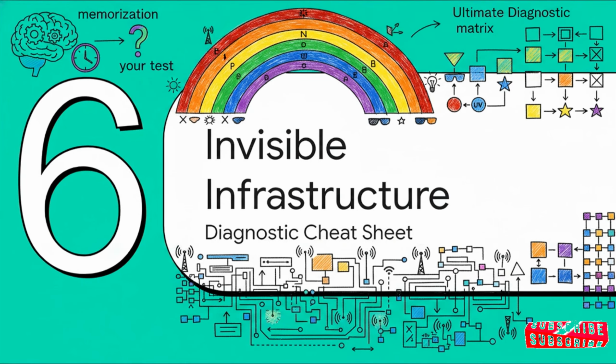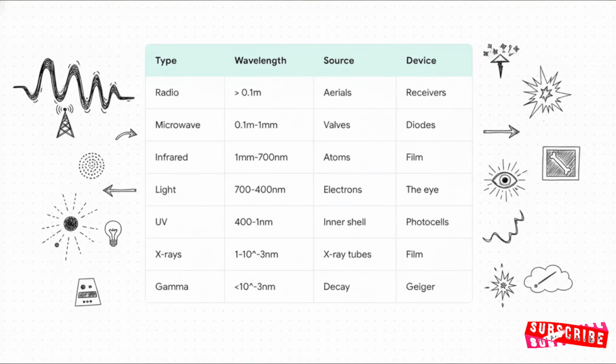Section 6. The Invisible Infrastructure. Your diagnostic cheat sheet. I highly recommend pausing this explainer right here. Take a screenshot or write this down. This table perfectly summarizes the entire spectrum by wavelength range, production source, and detection device.